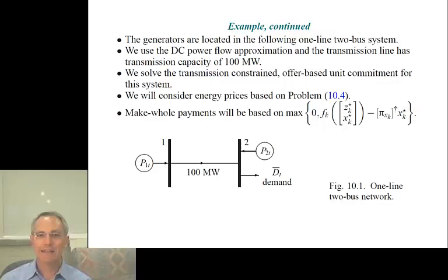The generators are located in the following one-line, two-bus system, and we use the DC power flow approximation to approximate the transmission constraints. We'll assume that the transmission line has capacity 100 megawatts, and we're going to solve the transmission-constrained offer-based unit commitment, and we'll consider energy prices based on problem 10.4, where we calculate prices by fixing the integer variables at their optimal values, and then calculating Lagrange multipliers on the remaining continuous problem. We'll calculate make-whole payments based on the simplified rule.